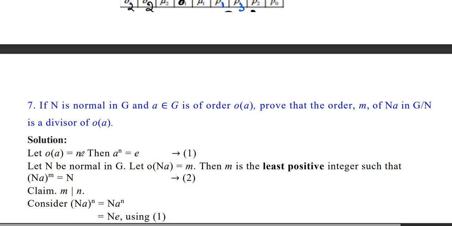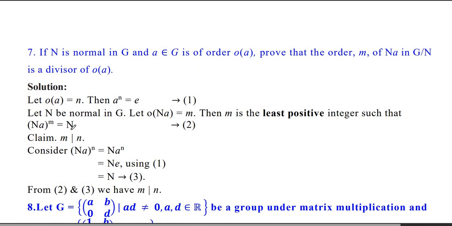So we'll consider order of A to be n, then A power n is the identity element. Name that equation 1. Let N be normal in G, and let the order of Na, this right coset present in G mod N, be m. Then m is the least positive integer such that (Na) power m is the identity element in G mod N, which is N. So we have this. Now we claim that m divides n.